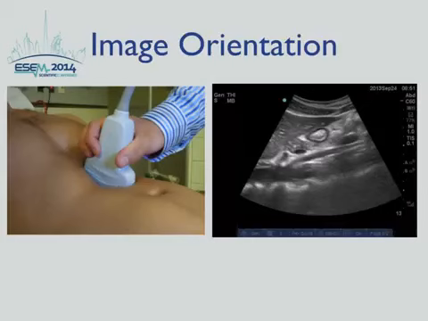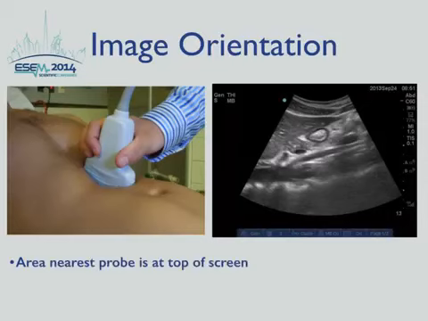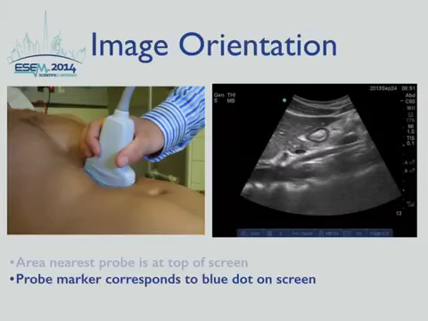To understand image orientation, it is important to remember that the area nearest to the probe is at the top of the ultrasound screen, while the area deeper to the probe is at the lower part of the ultrasound screen. This is what we know as the near field and the far field. The probe marker corresponds to the blue dot on the screen. So if the probe marker is towards the patient's head, the left side of the image corresponds to the top, while the right side of the image corresponds to the bottom.